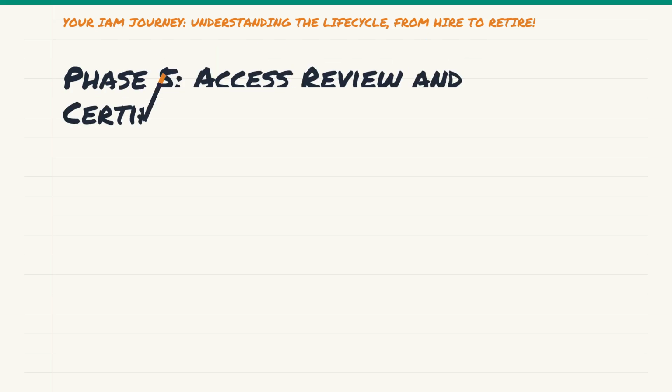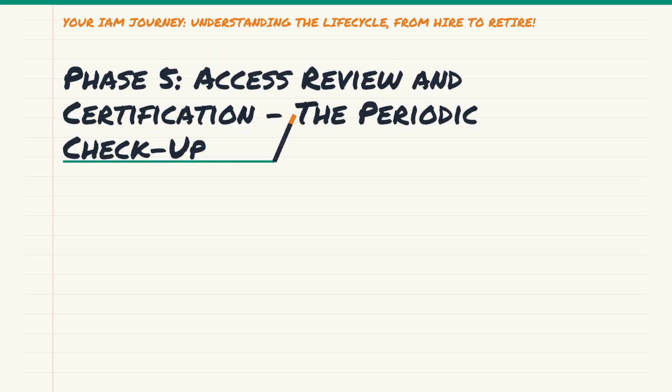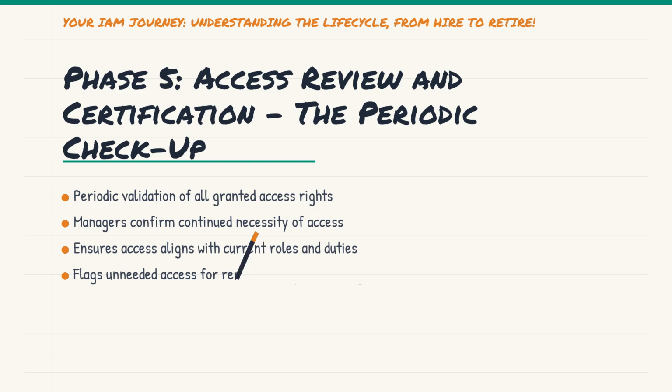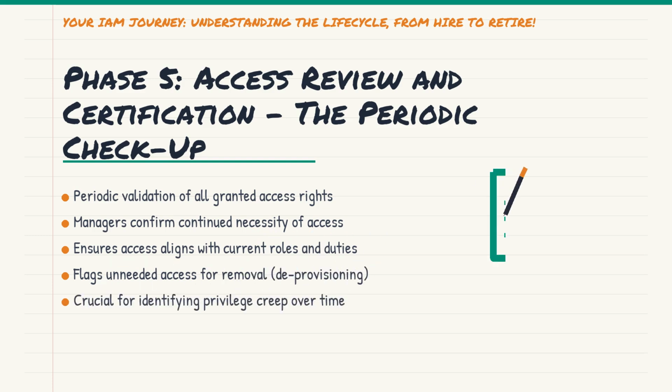Even with great provisioning and reporting, access needs regular checkups. That's access review and certification. This is a periodic process where managers or resource owners formally review all the access rights assigned to their teams or systems. They ask, is this access still needed and appropriate for this person's current role? They then certify that the access is correct or flag it for removal. Think of it like a doctor's annual checkup, making sure everything is still healthy and necessary.